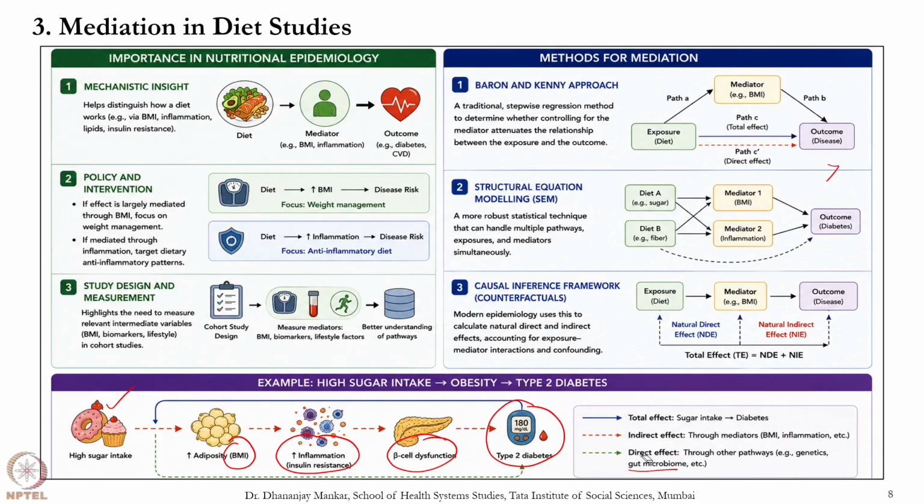You may understand from this example the clarity of mediation, which plays a major role in nutritional epidemiology, where you can see a mediator which in some cases can be weight management, or BMI, or inflammation, or an anti-inflammatory diet, which can help you in designing public health interventions.